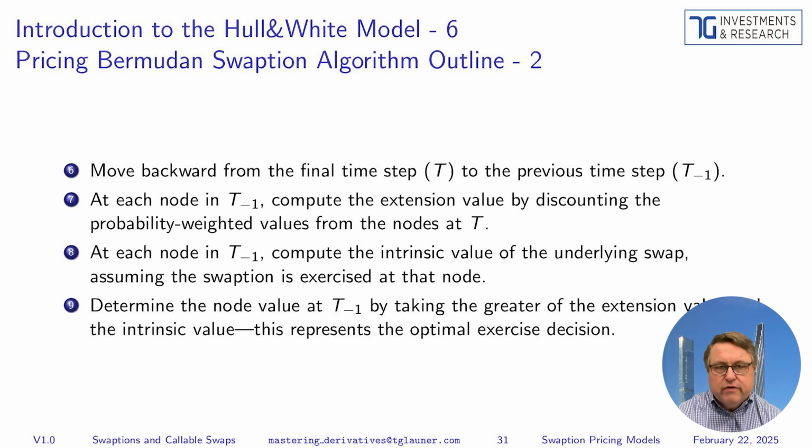Compute the intrinsic value of the underlying swap at T-1, assuming exercise. Then, at step 9, determine the node value by taking the higher of the extension value and the intrinsic value. This represents the optimal exercise decision.